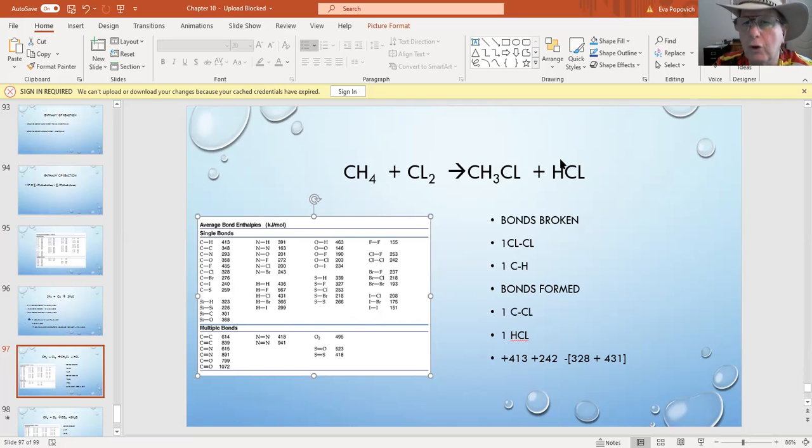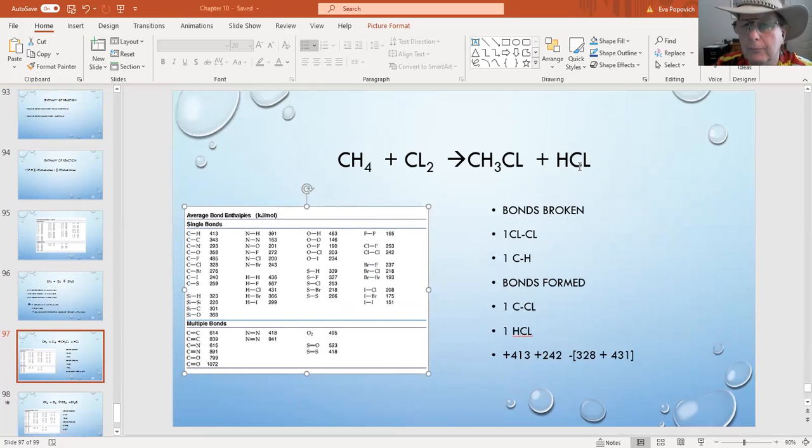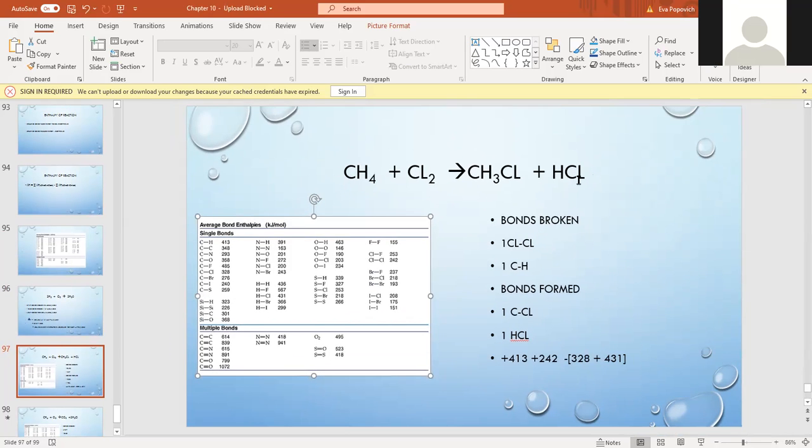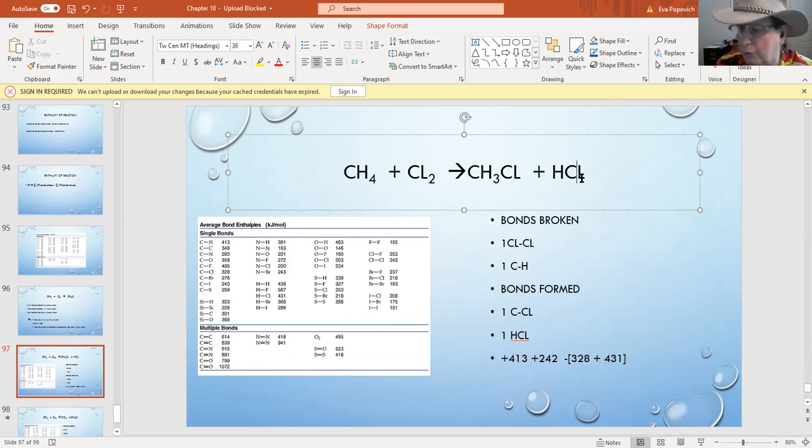I also have another compound here, Cassidy. What bonds do I have here? And is it being broken or is it being formed? It's being formed and it's just 1 bond. What's the bond? H to Cl. HCl, I got to find that. That's 431.